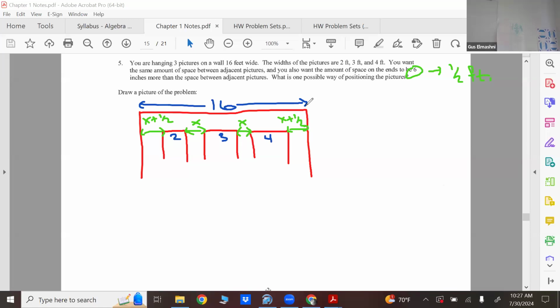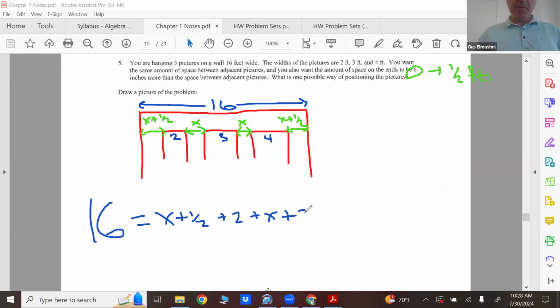This plus this plus this plus this plus this plus this plus this. So 7 things I'm adding, right? I mean, sure, you can consolidate: 2 plus 3 plus 4 is 9, 4x, half and half is 1. But just so you see it in all its glory, 16 equals x plus half plus 2 plus x plus 3 plus x plus 4 plus x plus half.